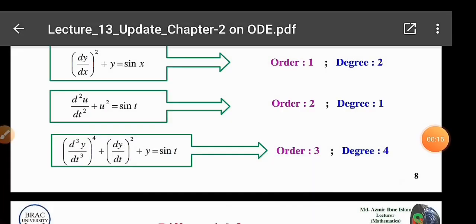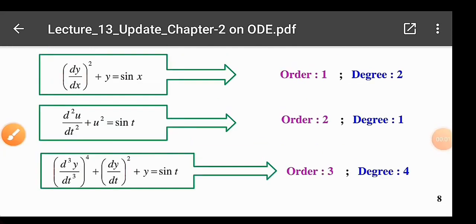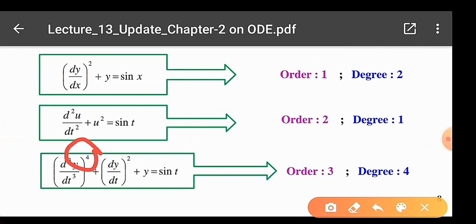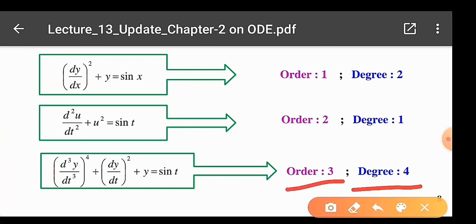Think about the last example. This differential equation contains both d/dt and d³/dt³. So the order will be 3. Now you can see that this third derivative is raised to the power 4. So the degree is 4. You can summarize that this is a third order, 4th degree ordinary differential equation.